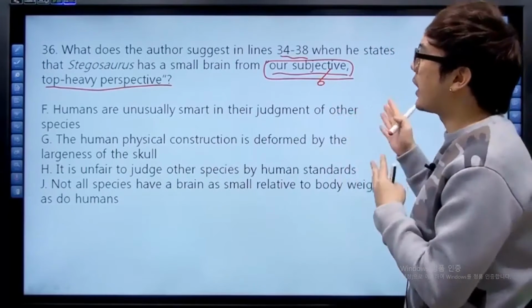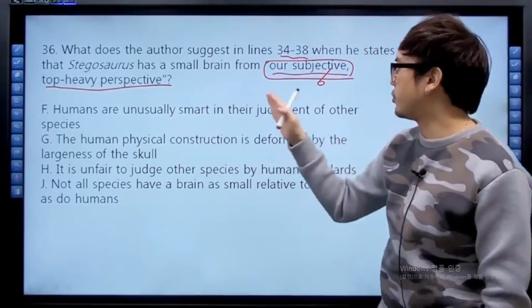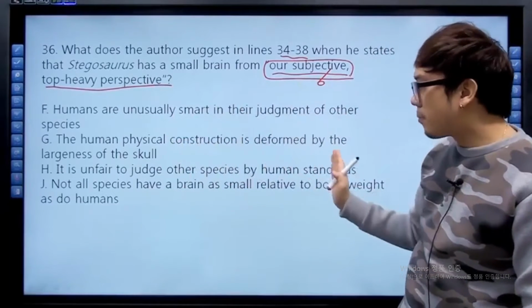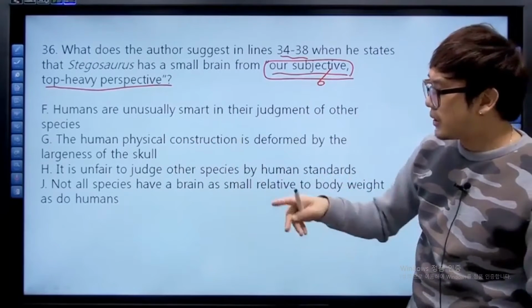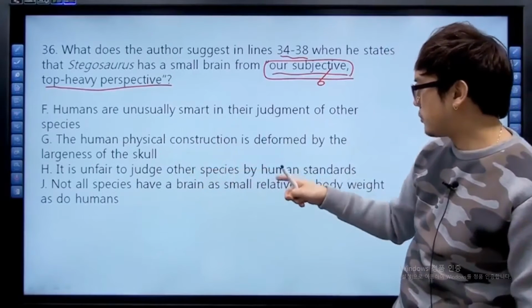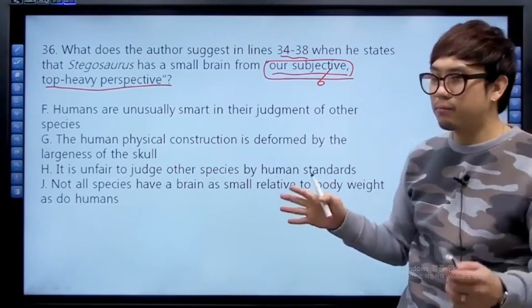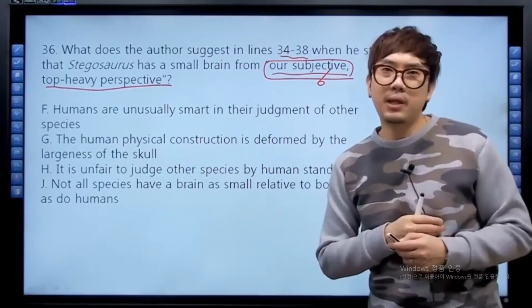So what are we saying then? Humans are usually smarter in their judgment of the other species? Or is it that the human physical construction is deformed by the largeness of the skull? Or is it unfair to judge other species by human standards, or not all species have a brain as small relative to the body weight, blah, blah, blah? What would be the answer here, right?